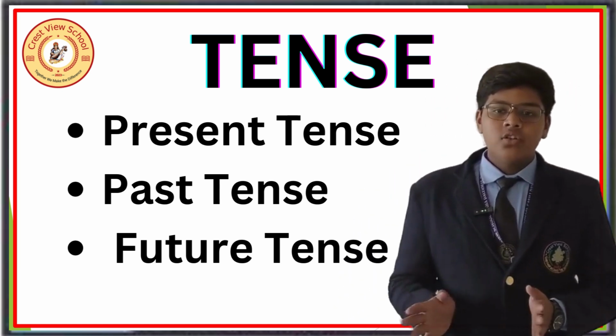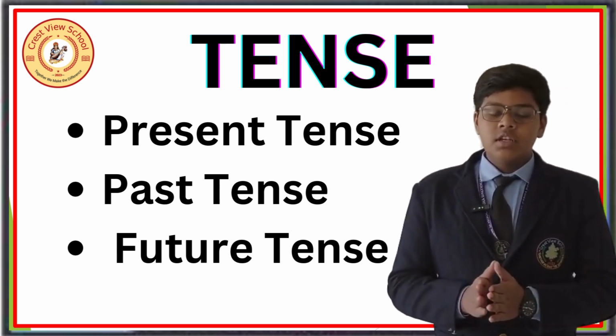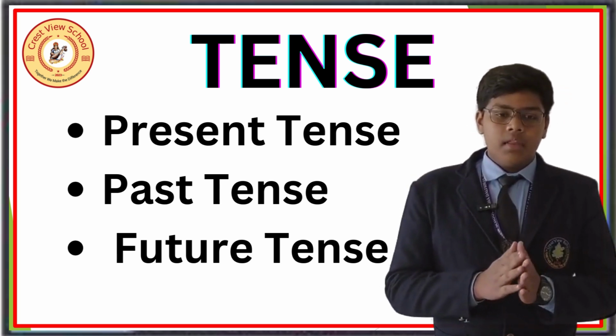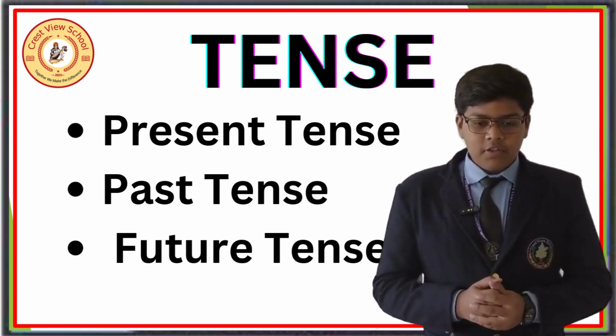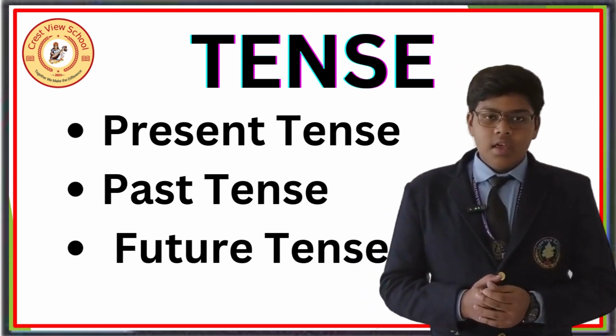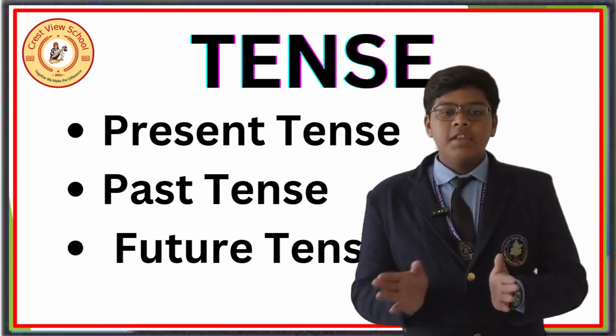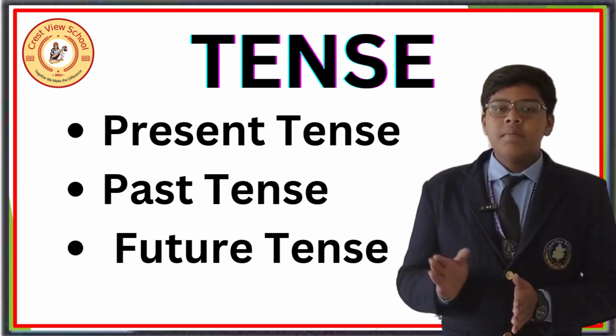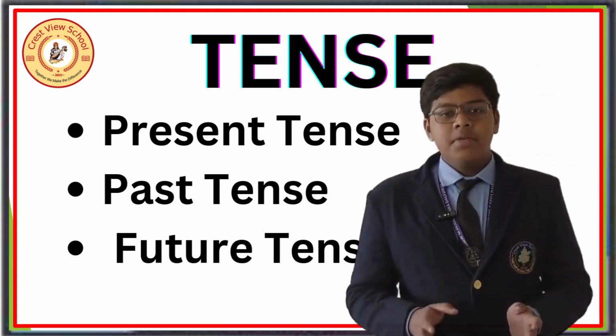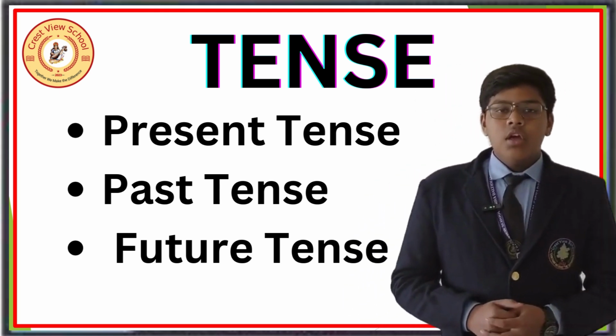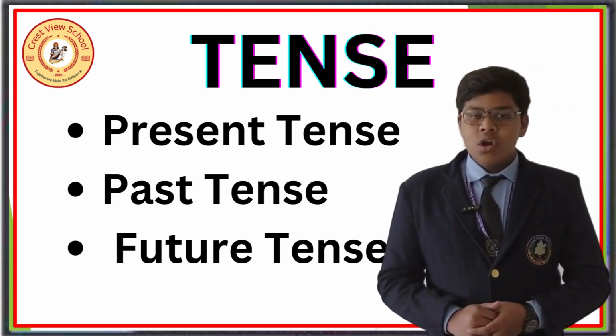So our next topic is present continuous tense. In present continuous tense, we use is with singular subject, are with plural subject, and am with I. And we use the present participle form of the verb in present continuous tense. So there are some examples of present continuous tense.